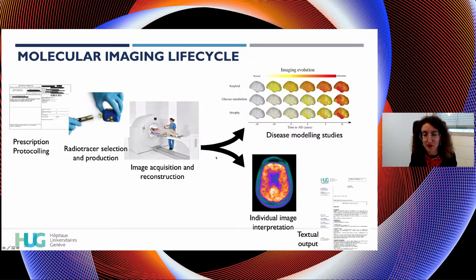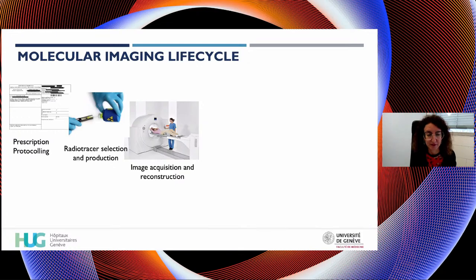And then when we have the images, if it's in the clinical routine, it will be important to classify the image as normal or abnormal, and what kind of abnormality is there, then report it in a textual output. If it's research, we will want to learn from these collected images novel mechanisms, associations, and strategies to treat and prevent. How can artificial intelligence intervene in this life cycle?